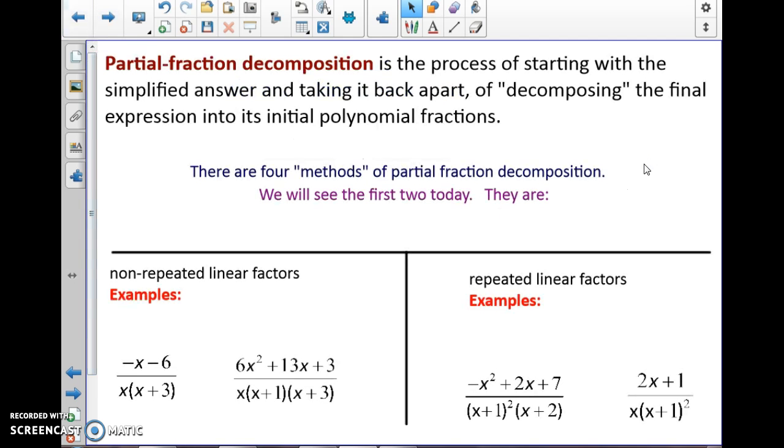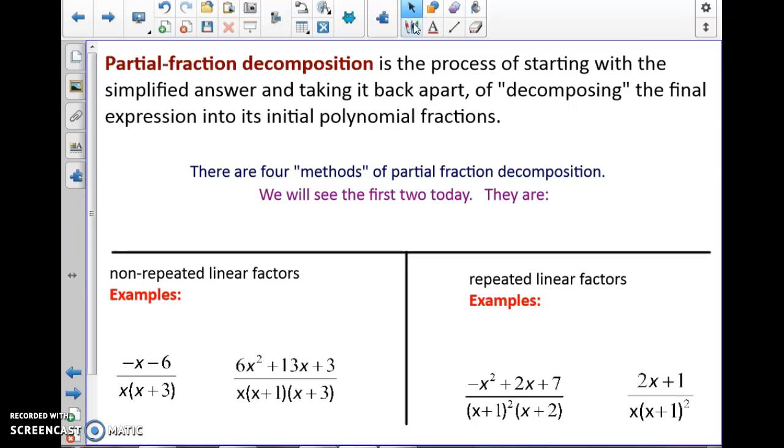Okay, hopefully when you did that, you got the answer that I showed you on the Edpuzzle. So now we're going to talk about what partial fraction decomposition actually is. Partial fraction decomposition is the process of starting with the simplified answer and then taking it back apart, or decomposing the final expression into its initial polynomial fractions. So figuring out what the rational expressions were that gave you that final answer. There are actually four methods for this. We're going to focus on two of them today, and then tomorrow we will see the next two.